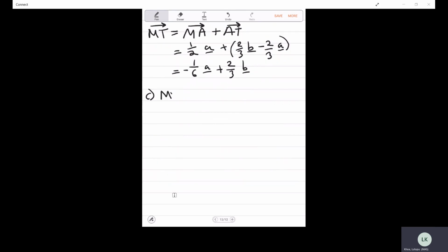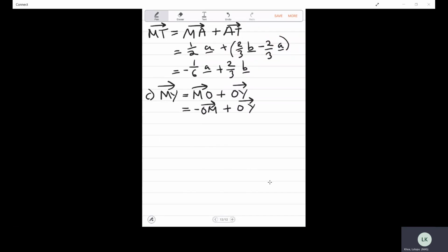Then what we need to do is express MY in terms of A and B. So what we need is MY. Right, so you're at M and you want to get to Y. What you can do is you go from M to O, and then from O you go to Y. So here, this is M to Y, M to O, and then you go from O to Y. Now M to O, this is negative of OM, and we know what OM is. And then this is OY.